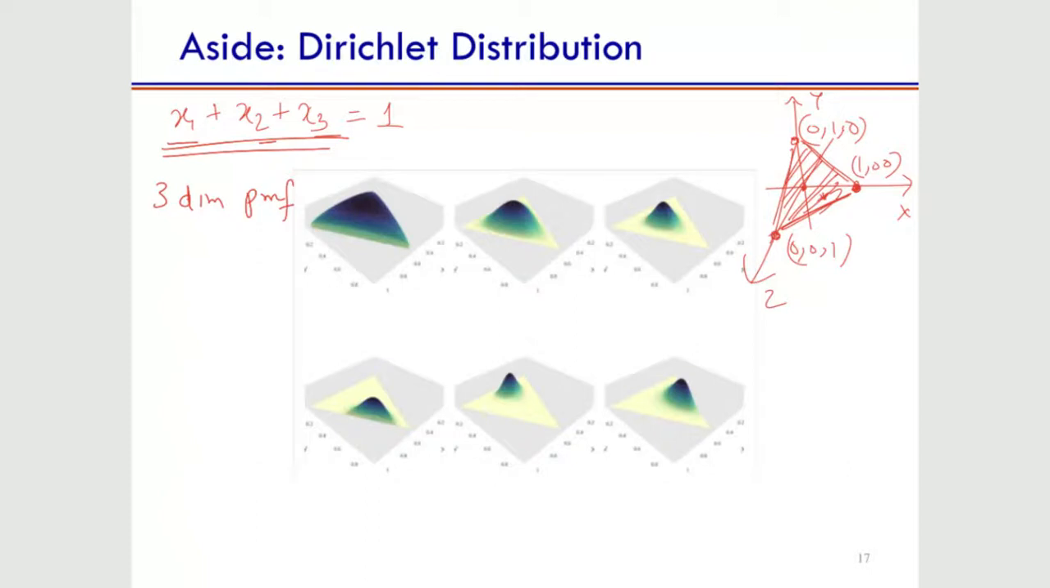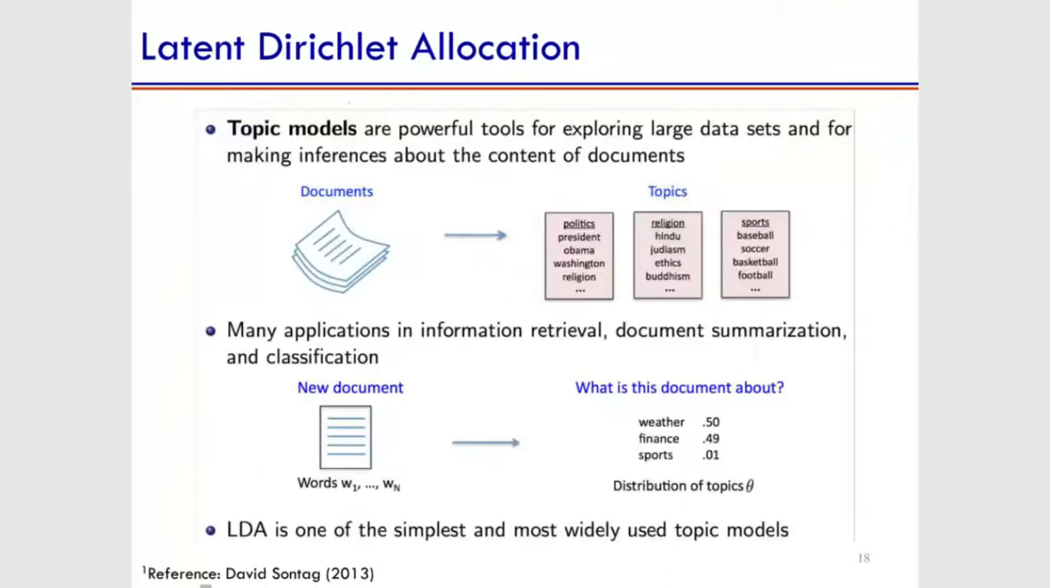It's a vector whose sum of the coordinates is 1. Fine. So this point is going to be important when we talk about the latent Dirichlet model for topic modeling. So let me tell you what topic modeling is. We'll come back to Dirichlet in the next slide.